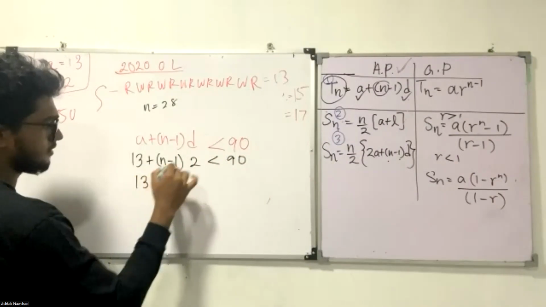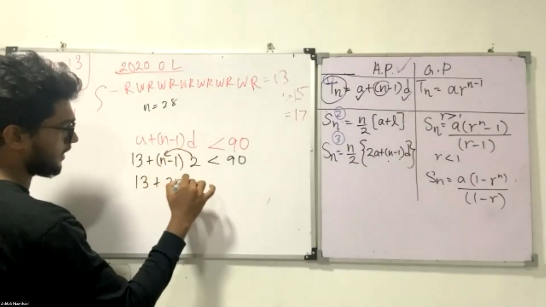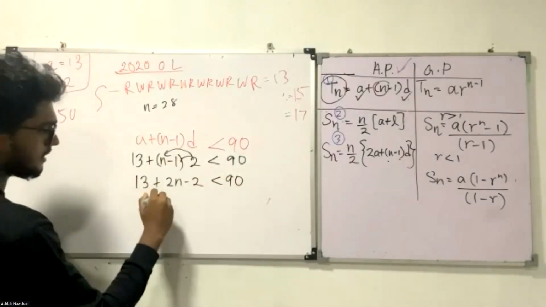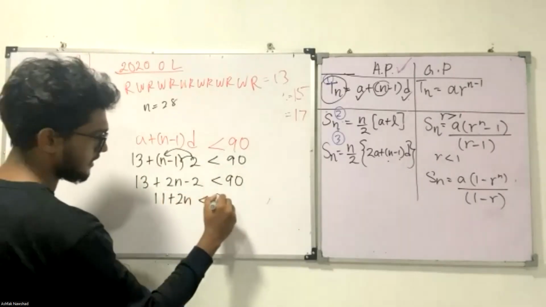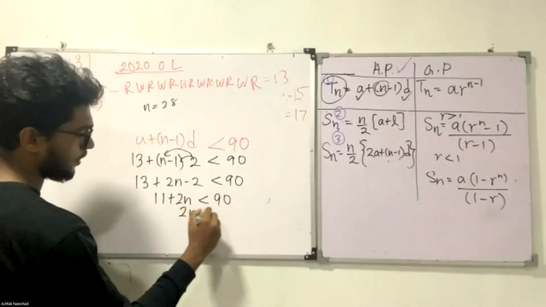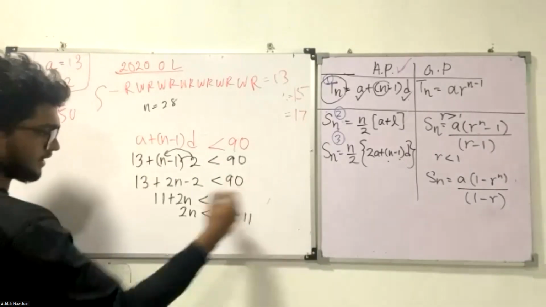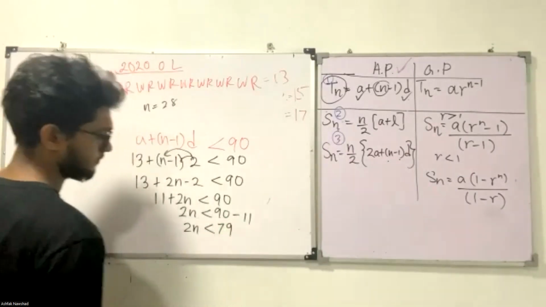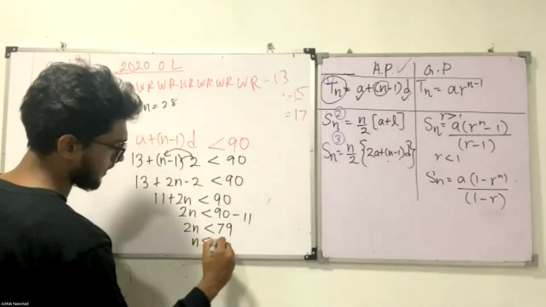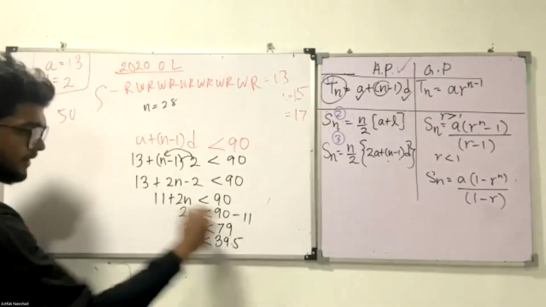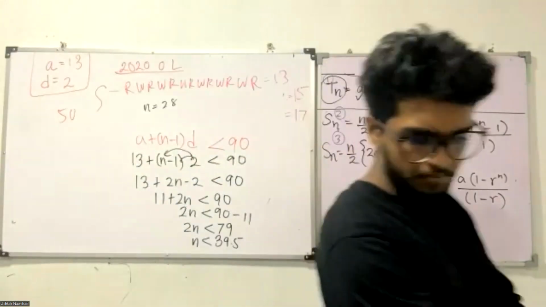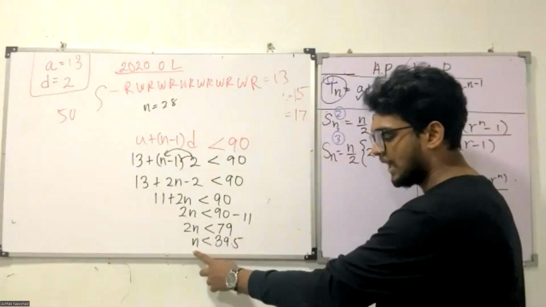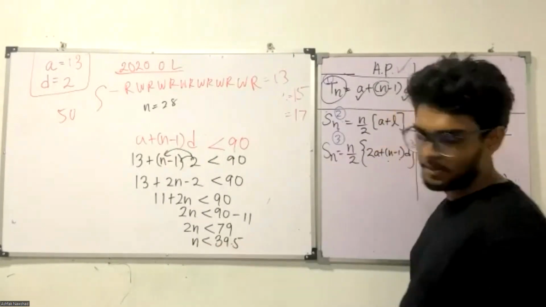Let's expand this. Distribute the n to n minus 2, right? Less than 90. 13 minus 2 is 11, 11 plus 2n, less than 90. So 2n is 90 minus 11, right? We take 11 to that side. 2n is less than 79, which makes n less than 39.5. If we divide 79, it's 39.5. So n must be an integer less than 39.5.